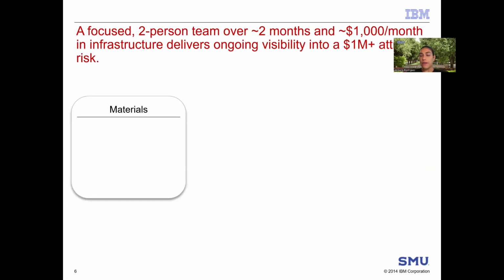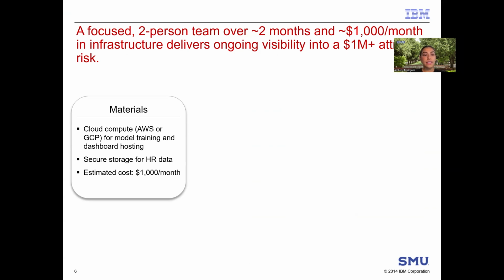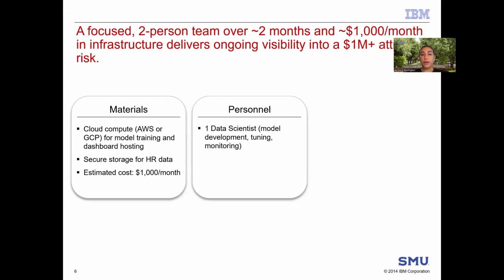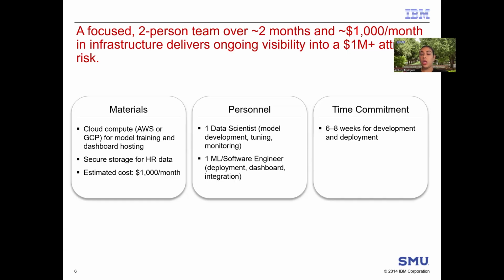And for our ask, we do need some materials. So the model is hosted on AWS, and we need to make sure that the data is stored securely, which would be an estimated cost of about $1,000 per month. For our team, we would require one data scientist and one software engineer. And the time commitment would be about 6 to 8 weeks to fully deploy this into a scalable dashboard for the company to use. And then after that, it would be light monthly maintenance.